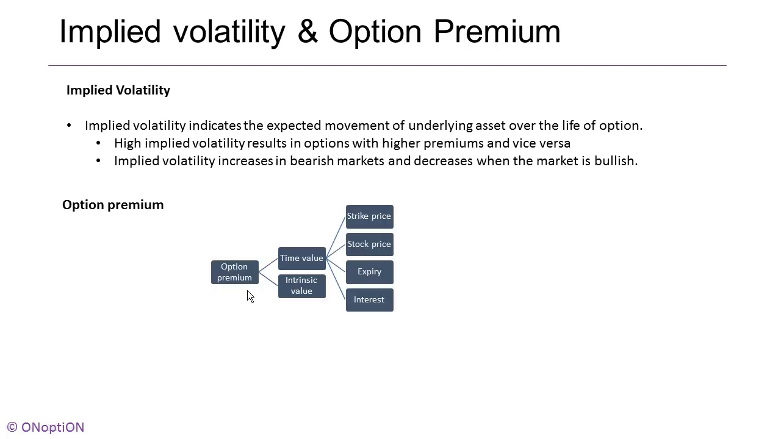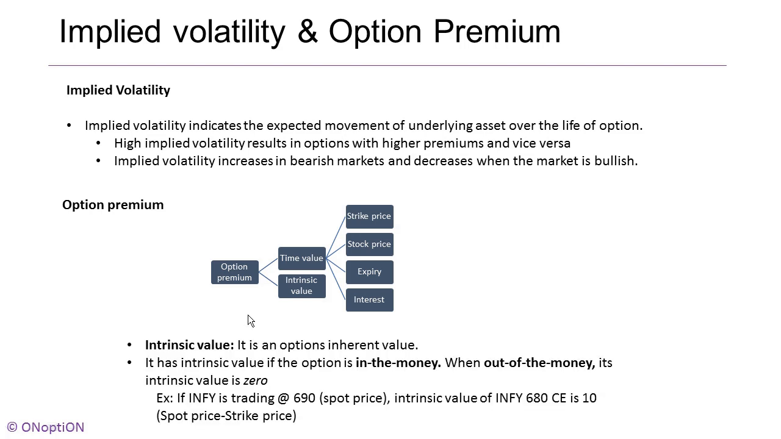Option premium is primarily based on 2 values. One is time value, other one is intrinsic value. Time value depends on strike price, stock price, expiry date and interest rates. Intrinsic value is nothing but an option's inherent value or its original value. We can say it has an intrinsic value if the option strike is in the money. When it is out of the money, its intrinsic value is 0.